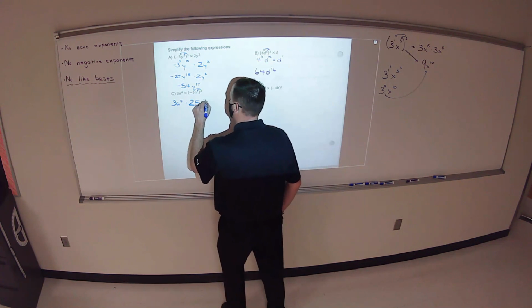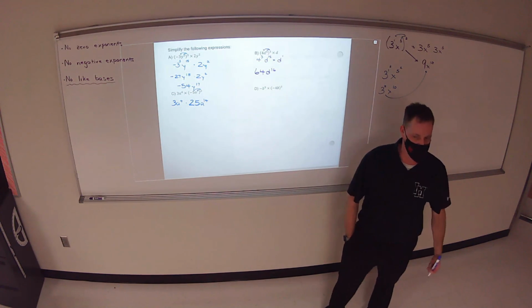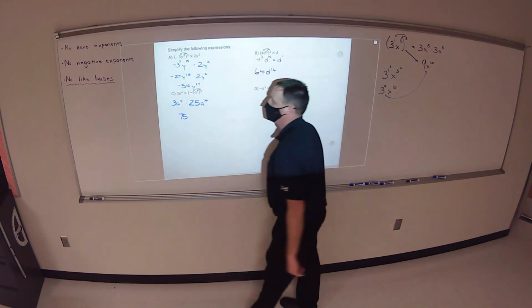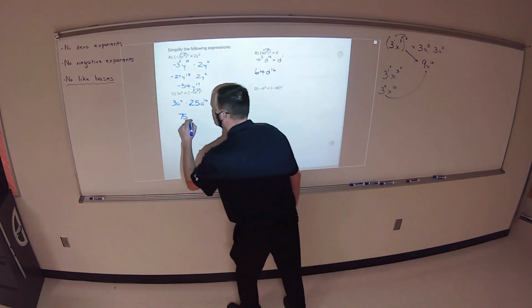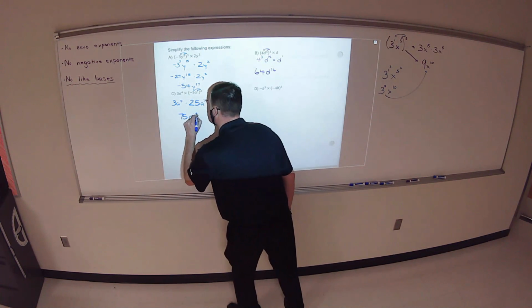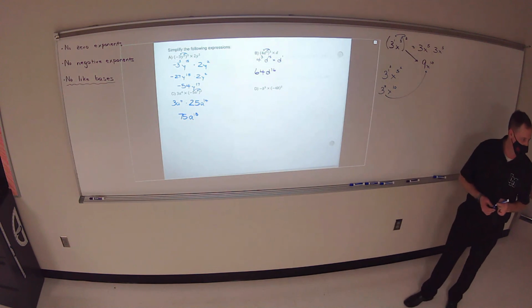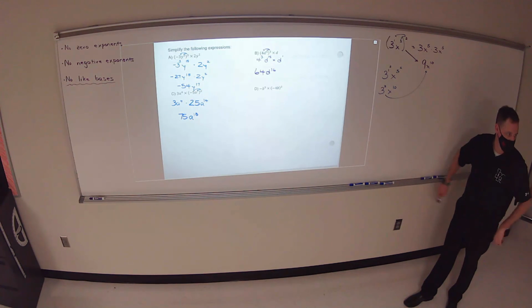A to the 14th. Now, multiply it together what you can. What's 3 times 25? 75. What's a to the 4th times a to the 14th? A to the 18th, because when I multiply bases, I add exponents. To get 18.